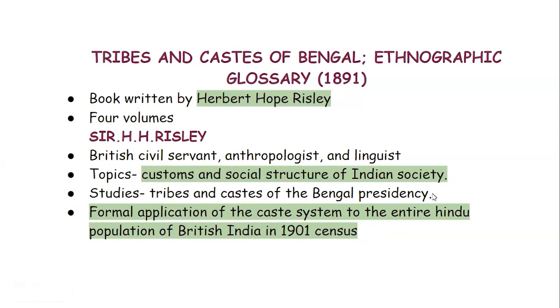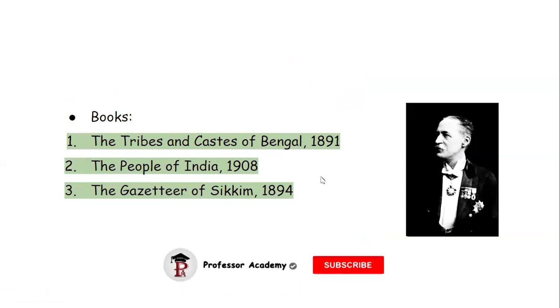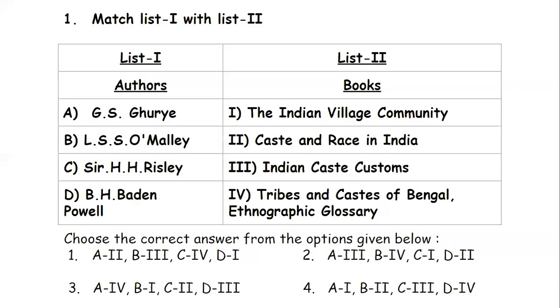Okay. So these are some of his major or important works. The Tribes and Castes of Bengal, 1891, The People of India, 1908, and The Gazetteer of Sikkim, 1894. So that's it. I think we have discussed all our 4 options. Now let's move back to our questions. Our question was this: match list 1 with list 2. I hope now you can answer this question easily since we have already discussed the books and their authors.